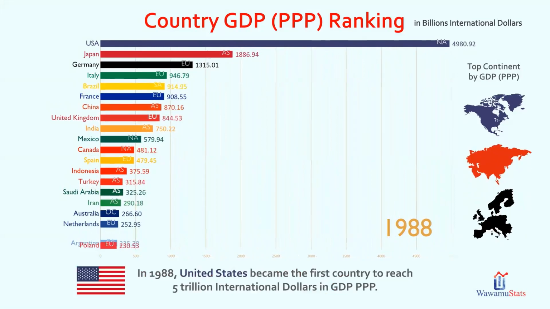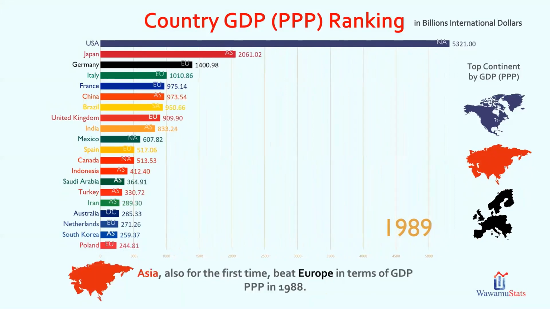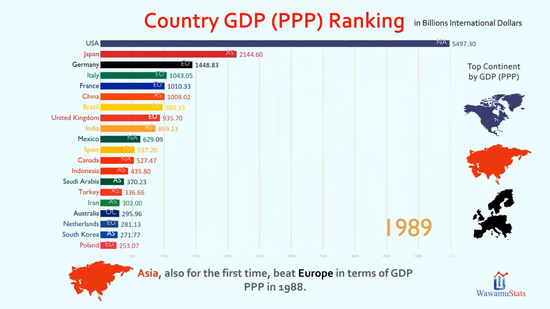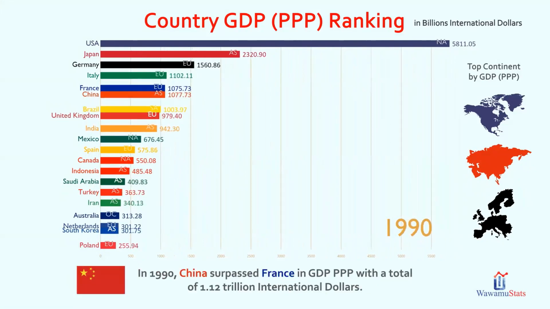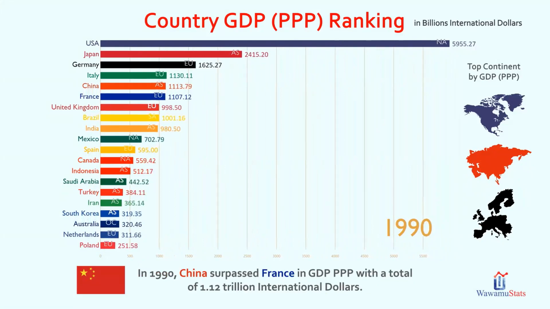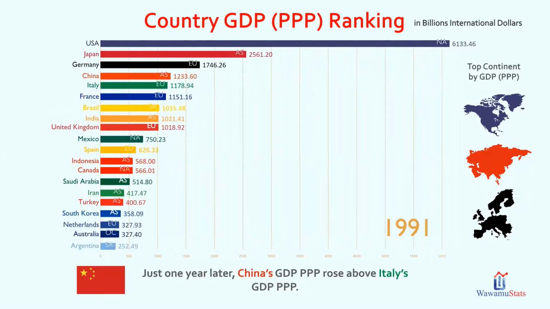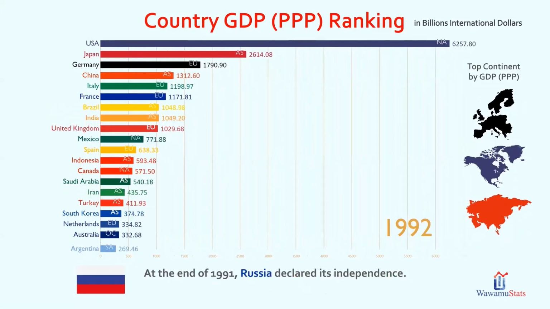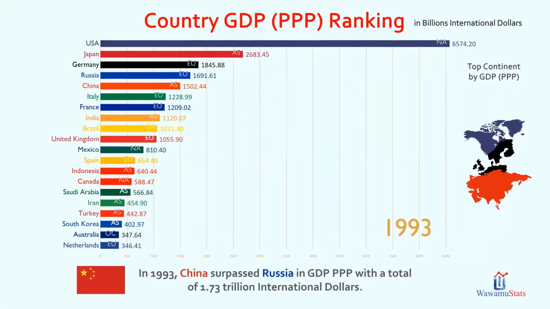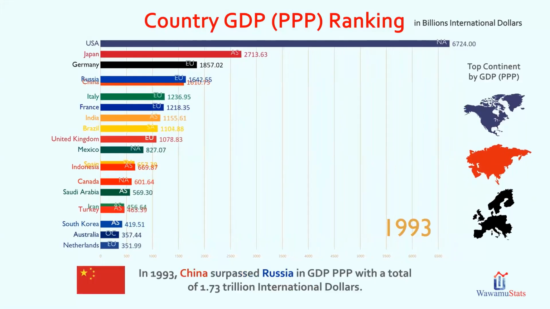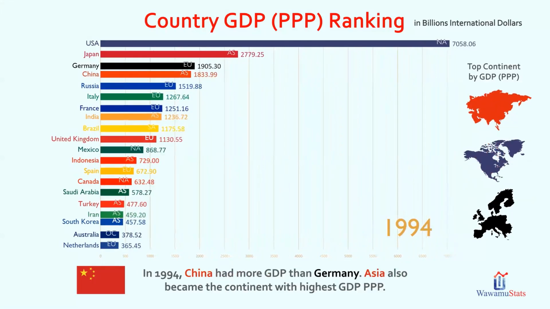China's gone past the United Kingdom in the late 1980s. Japan is still second, Germany third. Now China's up to fourth. Oh, Russia out of nowhere. It's like a horse race. Down the stretch they come.